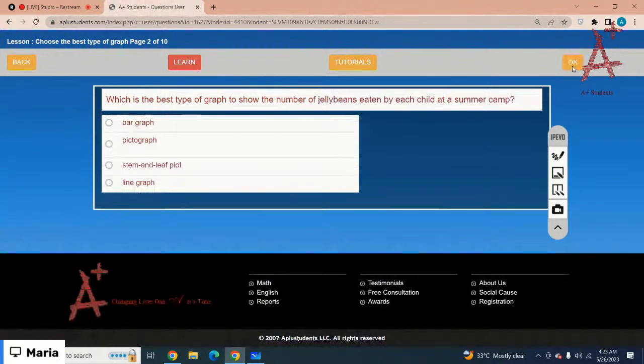Okay, which is the best type of graph to show the number of jelly beans eaten by each child at a summer camp? So which is the correct option?